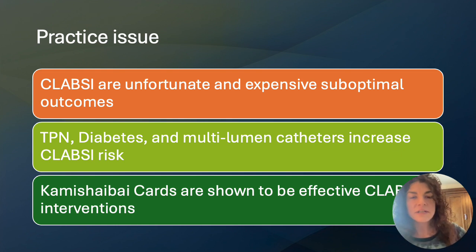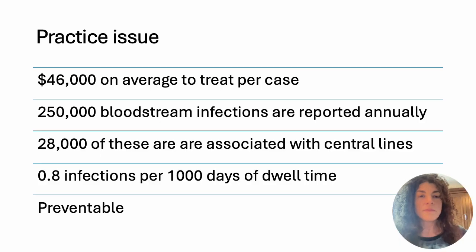Multi-lumen catheters also, it just reduces the likelihood that the nurse is going to scrub the hub whenever she accesses it. So these things are extremely expensive to treat. So basically you could buy yourself a truck for $46,000 on average to treat per case. So yes, you could buy a nice truck with $46,000.